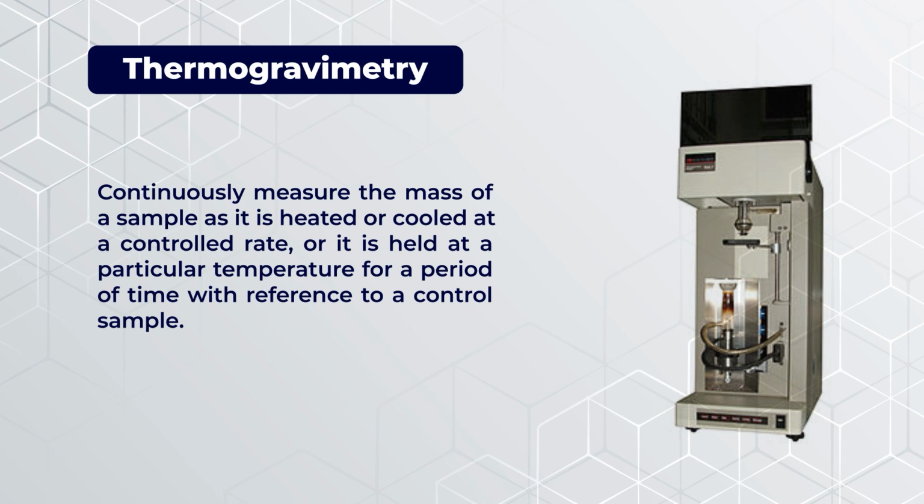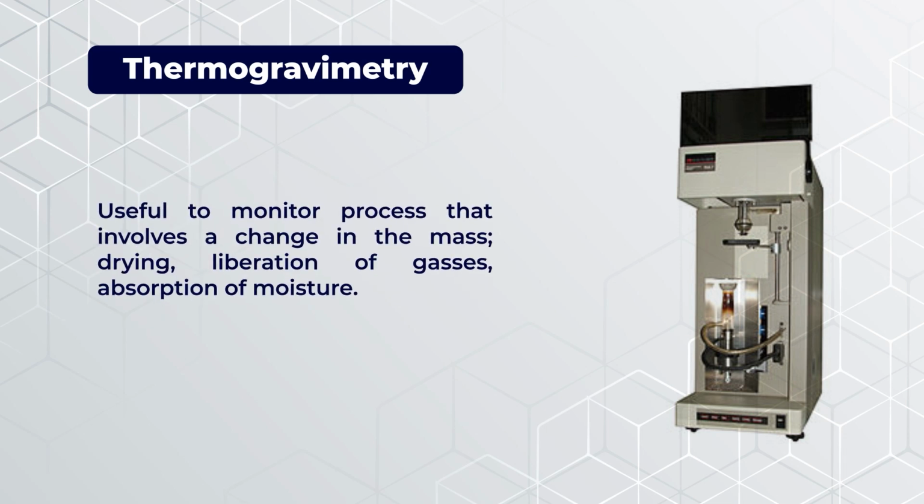Suppose there is a hot mass and we are cooling, then also thermogravimetry is done at a control rate, or it is held at a constant temperature. We take a particular temperature and we just note down the loss in weight for a period of time with reference to a control sample. So it is useful to monitor processes that involve a change in mass.